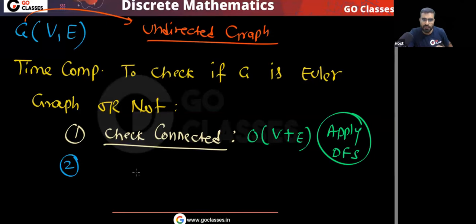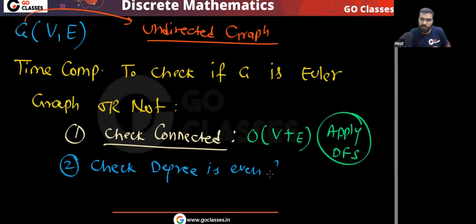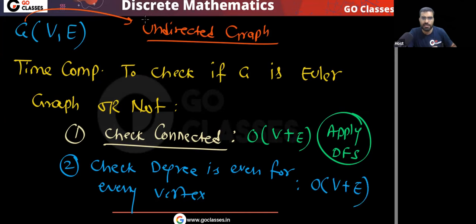Then what is the second thing you will check? First, you will check connected. Then you will check degree. Check degree is even for every vertex. For that, how much time? Again, order of V plus E. Because what you need to do? You need to check the degree of every vertex.